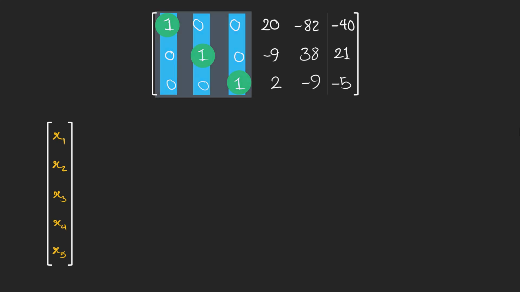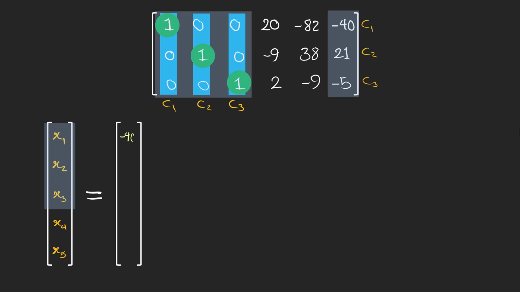To find a particular solution, we just look at the pivot columns that are associated with the basic variables. The basic variables in this case are x1, x2, and x3. These 3 entries on the right-hand side of the matrix can be written as a linear combination of these 3 pivot columns, for which I have used C1, C2, and C3. So the first 3 entries of the particular solution are these 3 numbers. The 2 other columns, C4 and C5, are non-pivot columns that are associated with free variables. And in the case of particular solution, we set them to be 0.